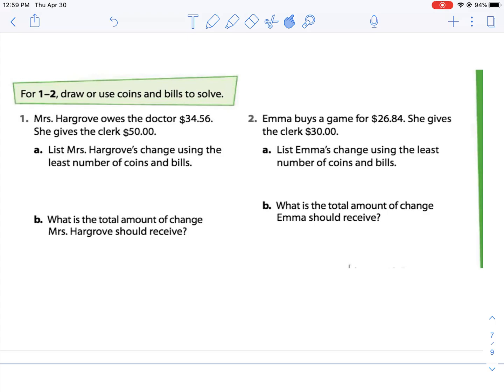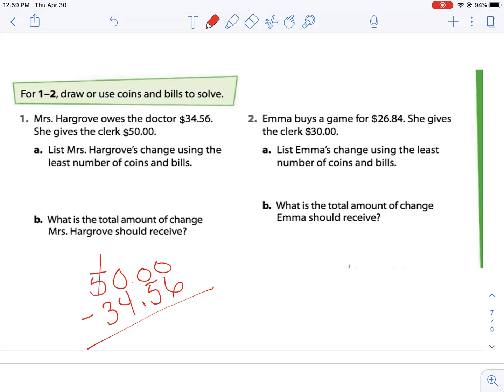So Mrs. Hangrove owes the doctor $34.56. She gives the clerk $50. So the first thing they want us to do is list Miss Hangrove's change using the least number of coins. So we've got to first figure out how much change she's getting back. Okay, so I'm going to do this right here. I'm going to do $50 minus $34.56.